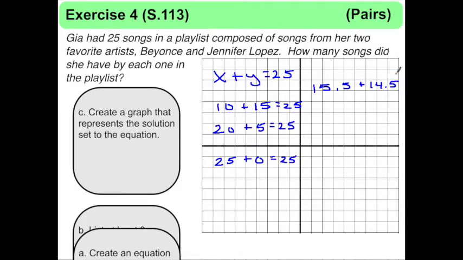And so the students would need to be able to reason, well, that doesn't make sense in this particular scenario because I can't have a half of a song from Beyonce or Jennifer Lopez. I either have the whole song or I don't have any of the song.